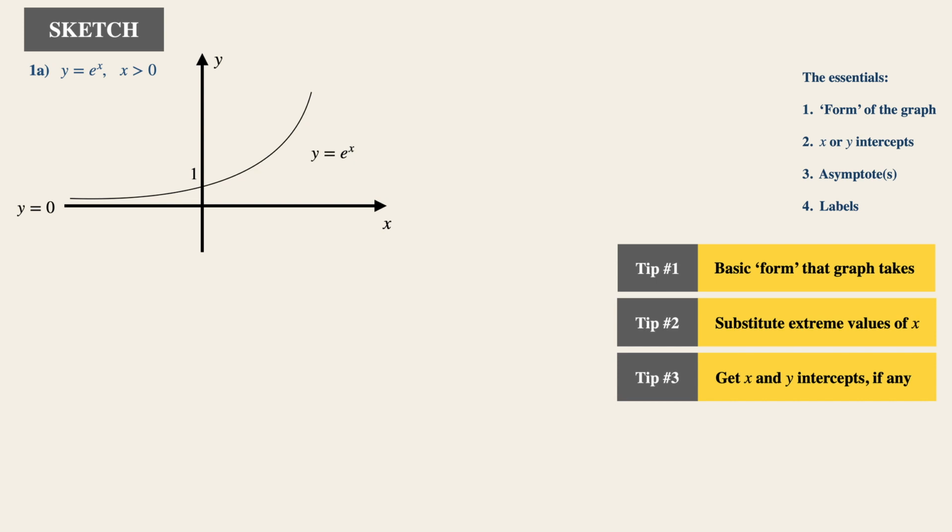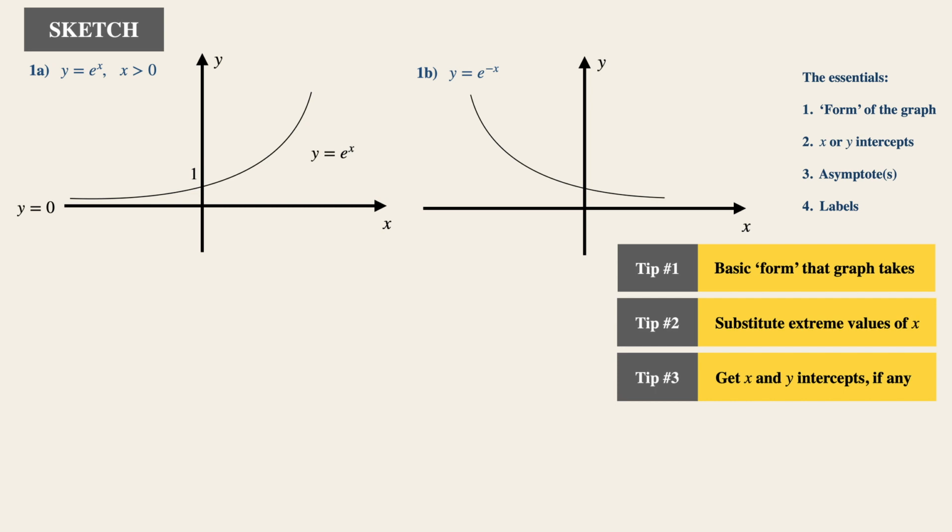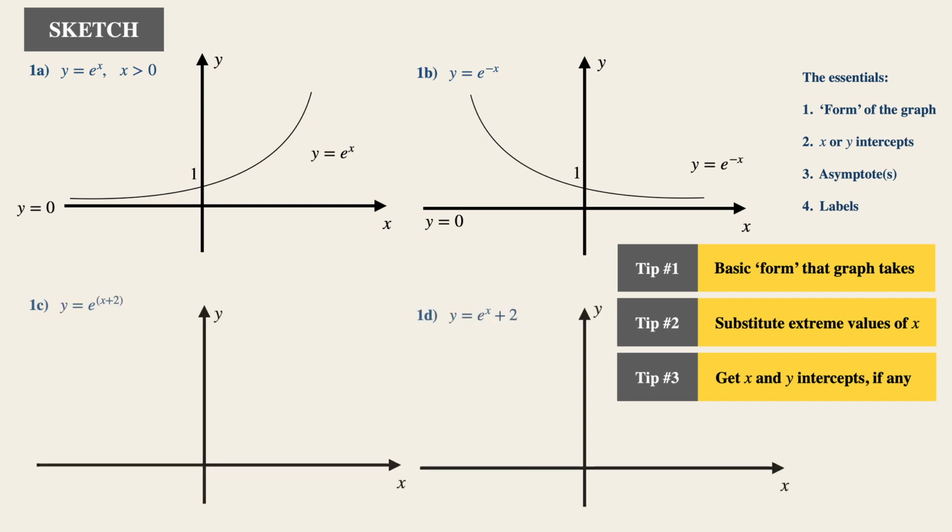Now remember, in tip number 1, always remember the basic shape or form of this exponential equation. If we do this, we could get y equals e power negative x easily. As this is a negative x, the graph comes down from the negative x region down to the positive x region. Or simply put, if there is a minus in front of this x, this graph is simply a reflection of e power x in the y-axis.